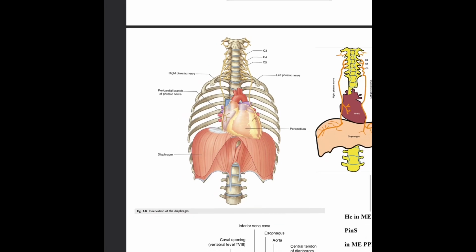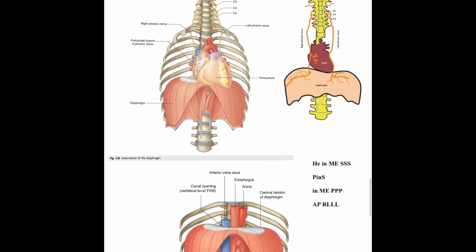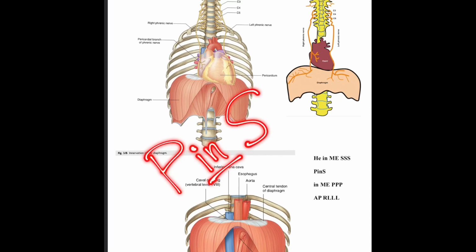So I created a mnemonic for that. I forgot to include that. The mnemonic for the nerve supply is PINS, pins. The letter P stands for phrenic nerve, right and left phrenic nerve, and the letters IN stand for intercostal nerves, lower 5 intercostal nerves, and the S stands for subcostal nerves.